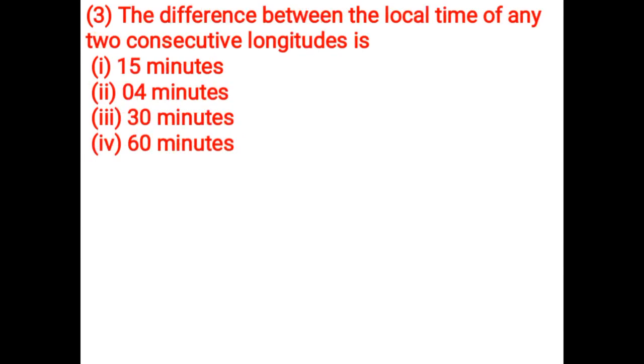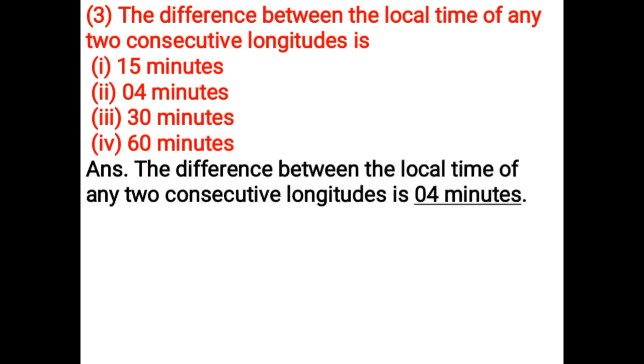The difference between the local time of any two consecutive longitudes is 15 minutes, 4 minutes, 30 minutes, 60 minutes. The difference between the local time of any two consecutive longitudes is 4 minutes.